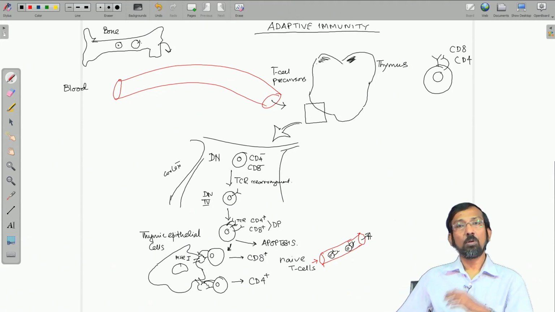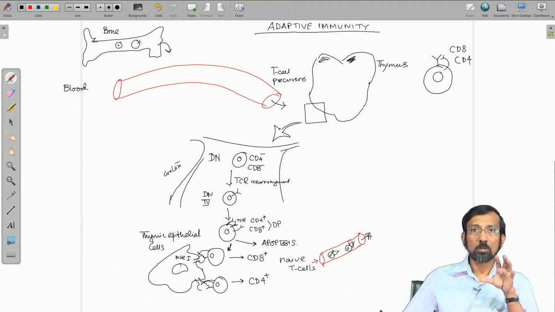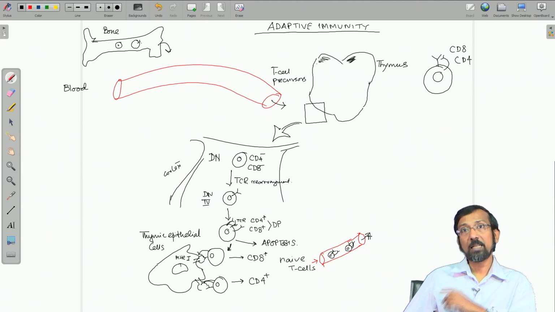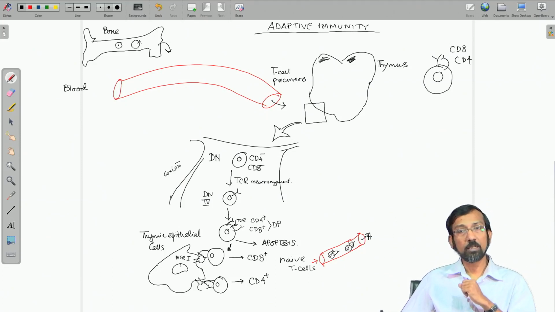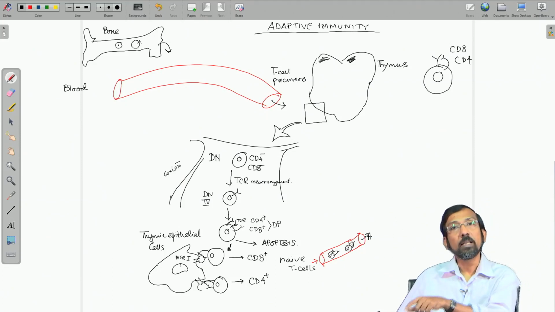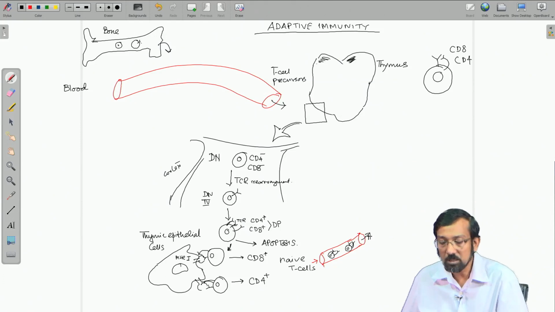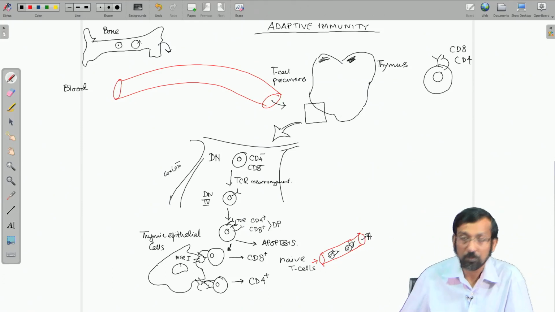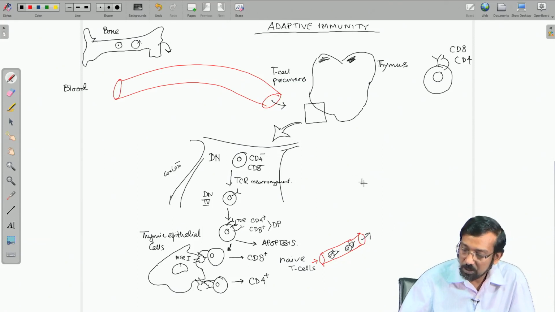They will now go to get activated. Where do they go for activation? Now they will migrate to specialized organs like the lymph node, for example. So, let us see what happens in this lymph node.